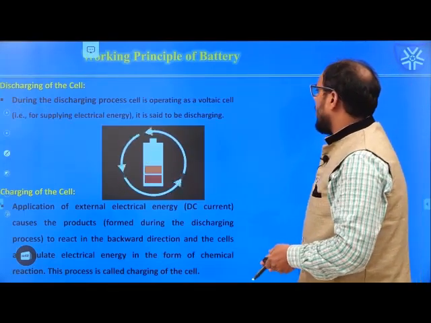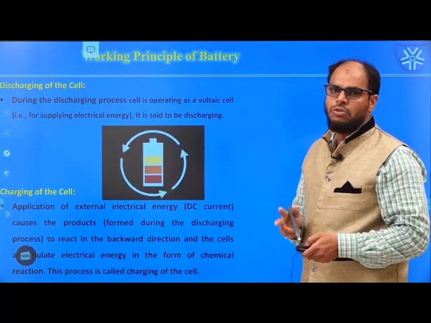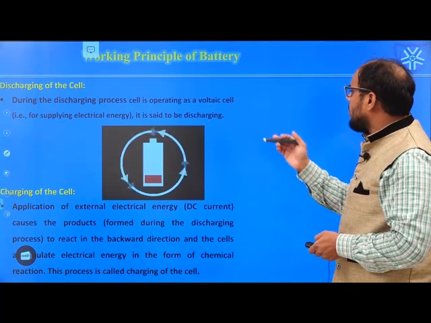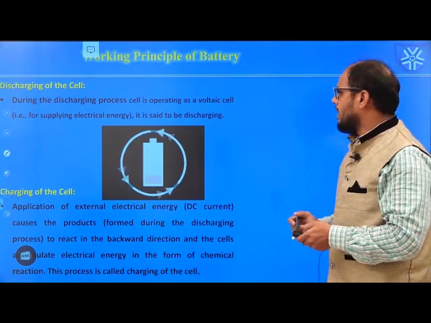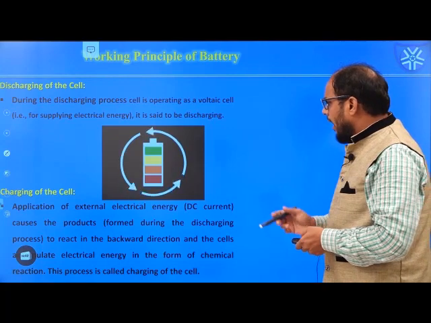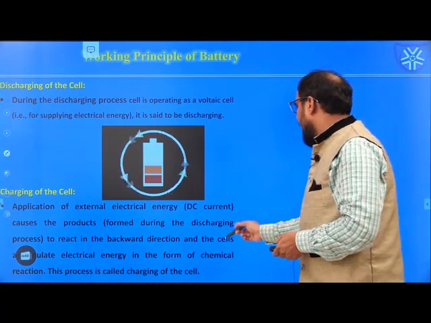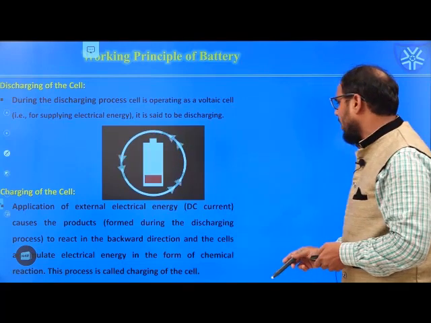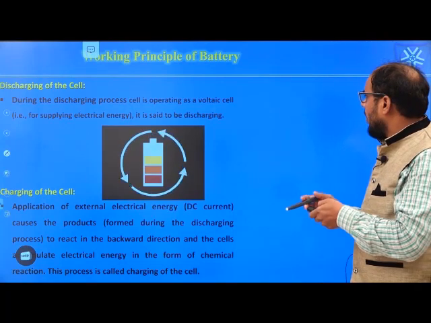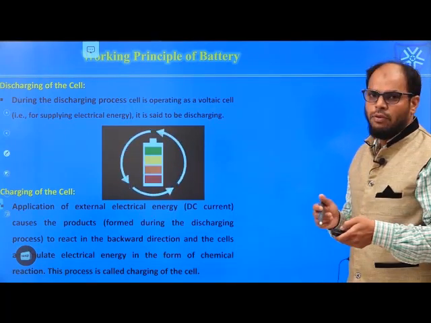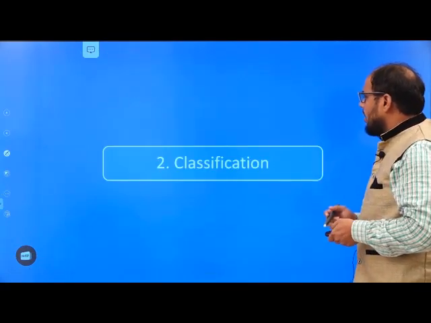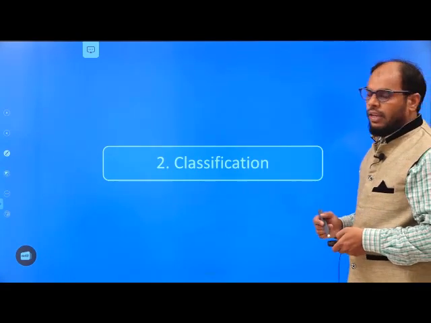Let us try to understand the working principle of a battery. For a battery, we have two cycles. One is the discharge cycle, the other is the charging cycle. During the discharge process, the cell is operating as a voltaic cell, and it is supplying electrical energy to the system. During the charging process, we apply a DC current in the opposite direction, so that the products can be reversed back to the reactants. This working principle of discharging and charging can be found in most of the secondary cells. So based on the charging and the discharging process, I am going to classify the batteries.